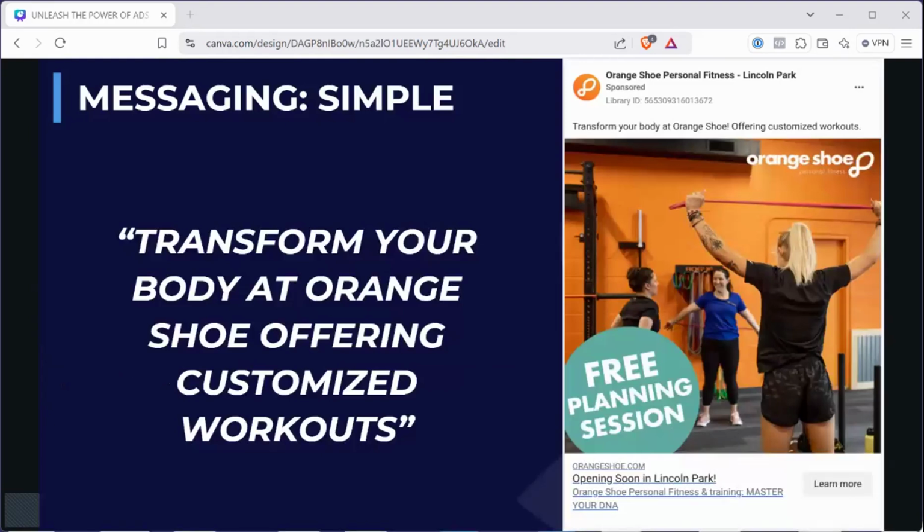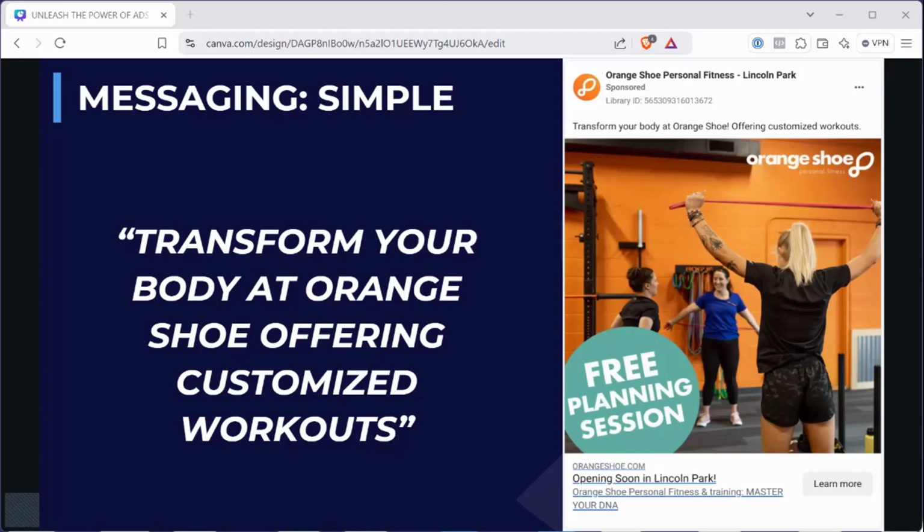So I'm going to use a couple of polarizing examples here. I'm going to show you simple messaging versus more effective messaging. Now you can see here in this example, and of course this is going back to that orange shoe case study that we shared earlier on, very, very simple messaging where the copy is simply transform your body at orange shoe, offering customized workouts. So you can see here, I'm using a very simple example.